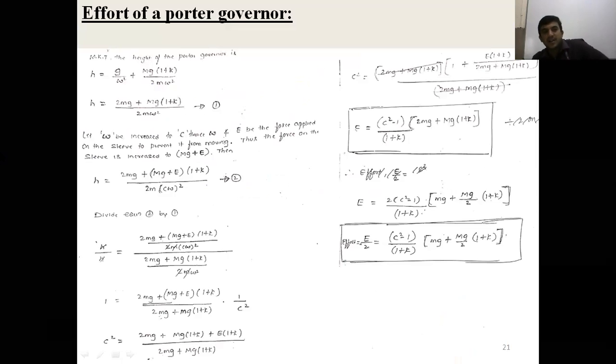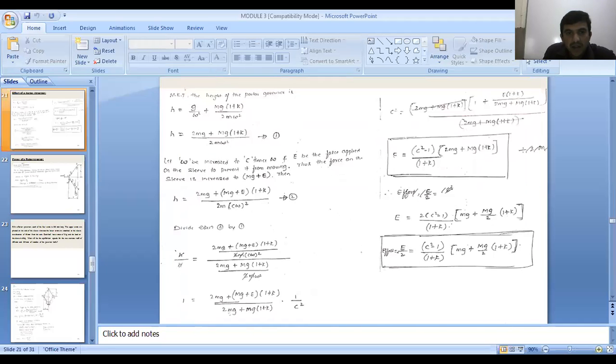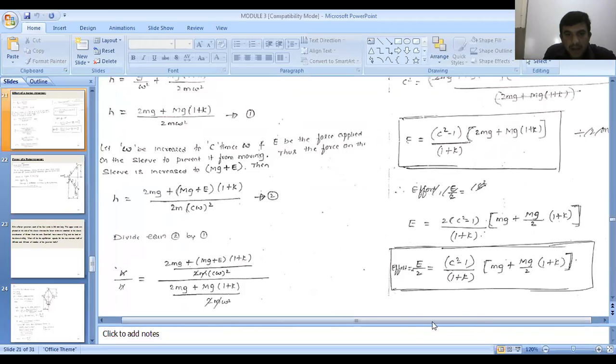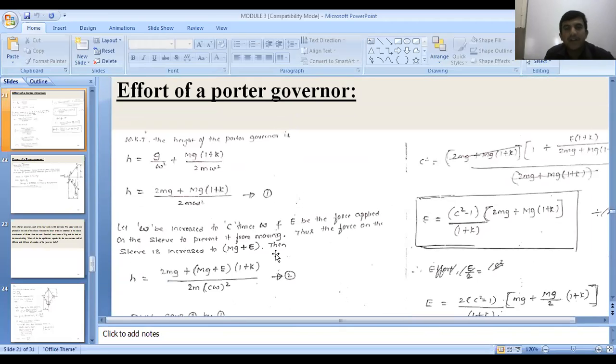Now after that, our aim is to determine what will be the effort of the governor. Effort means how much force is required to move the sleeve in the upward direction, or how much force is required to move the sleeve in the downward direction. That is called the effort. The force required for the rise and fall, the movement of the sleeve, is called the effort of the governor.